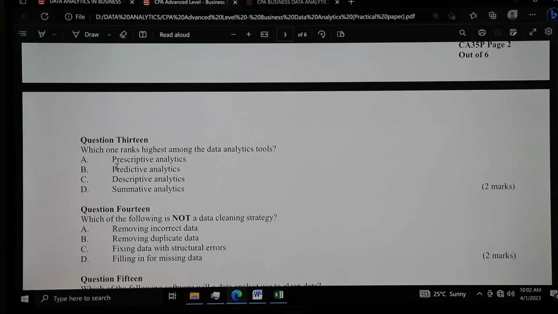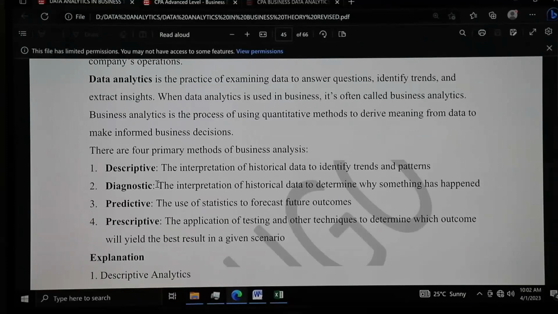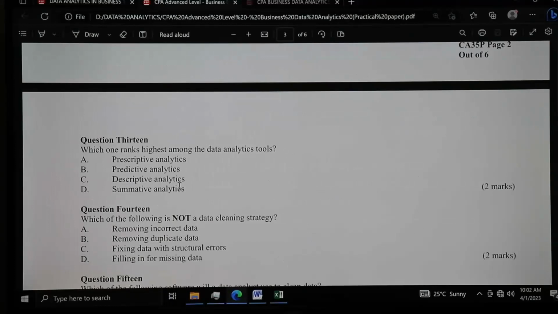So which one ranks the highest among these data analytics? We say that during data analytics, we always start with the first one, that is descriptive. They have to follow that order: descriptive, diagnostic, predictive, prescriptive. So the one that should be ranked the highest is descriptive analytics.